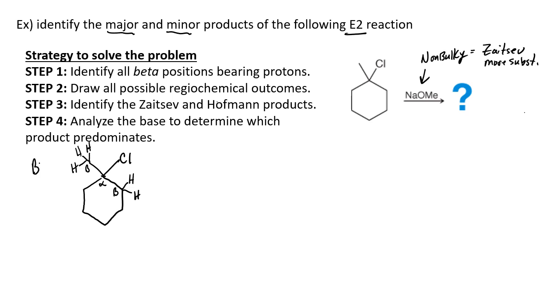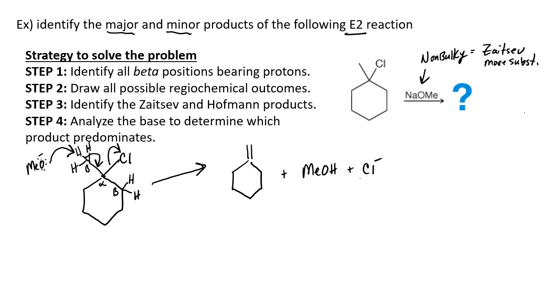If my base, the sodium methoxide, I'll just write the methoxide out. If my base takes the proton, make sure you practice drawing this mechanism. This first set of arrows is going to put a double bond right here. And then you get the MeOH, your Cl minus. All right, now what if my methoxide were to take that proton? Well, I would end up with this product.